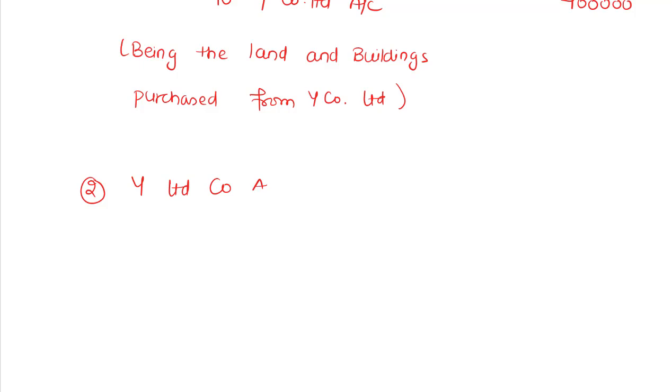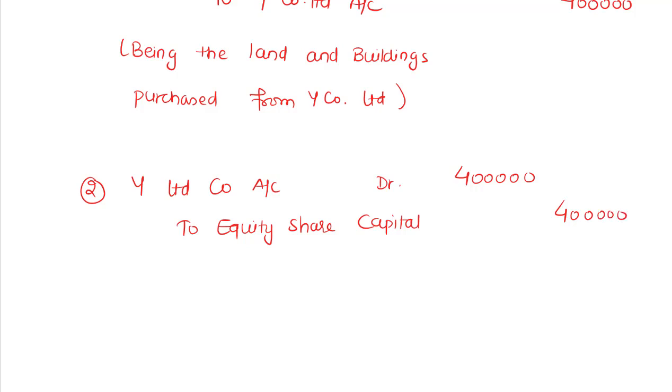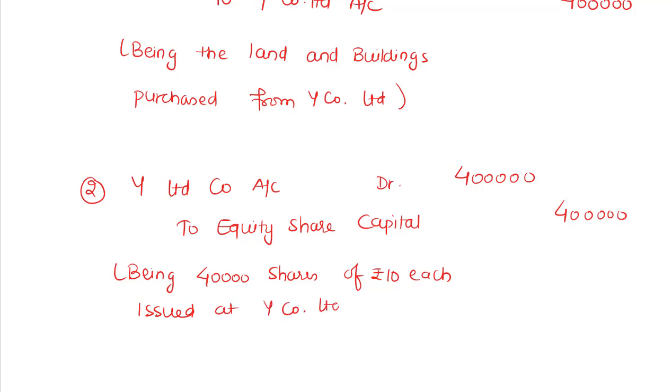Next entry, Y Company Limited account debited 4 lakh, to equity share capital 4 lakh, being 40,000 shares of rupee 10 each issued to Y Company Limited on purchase of land and building.